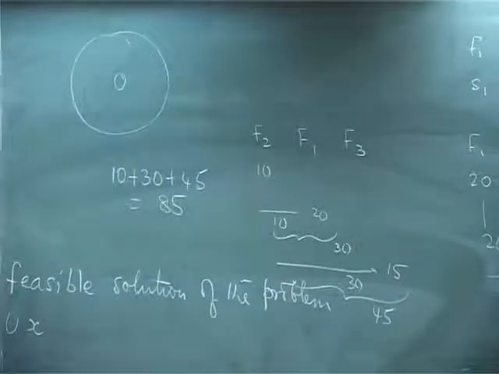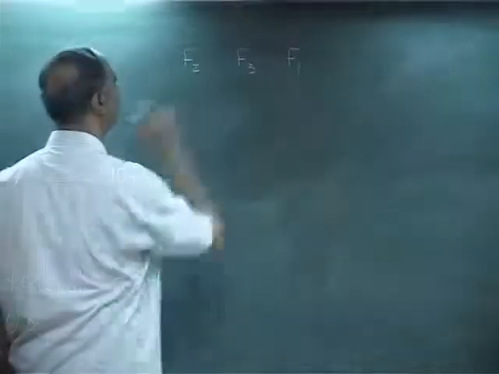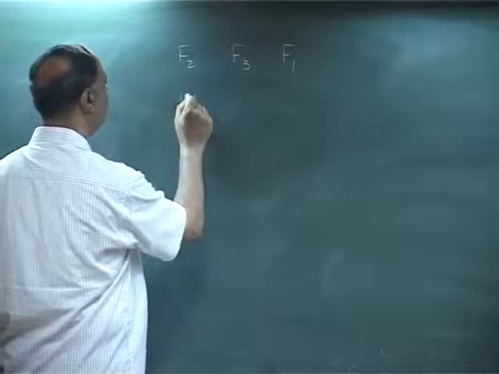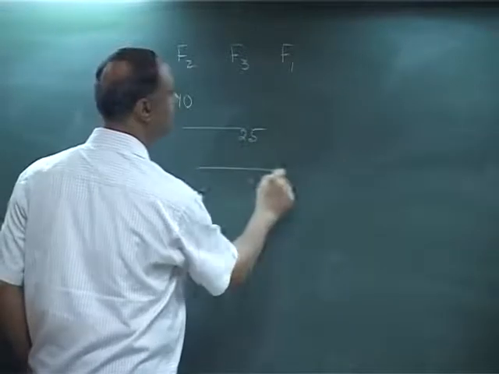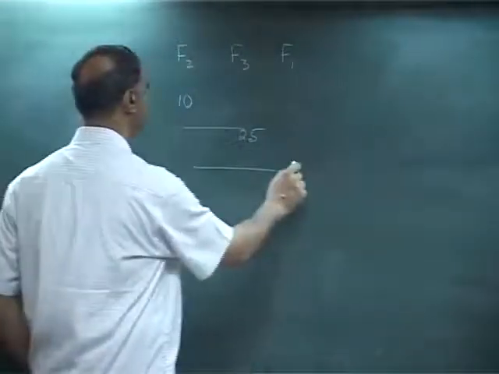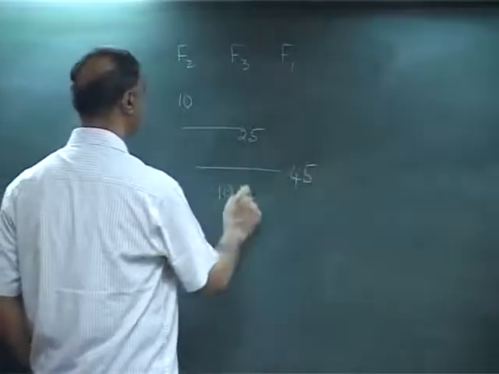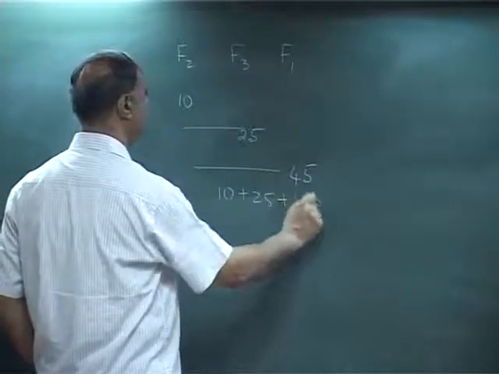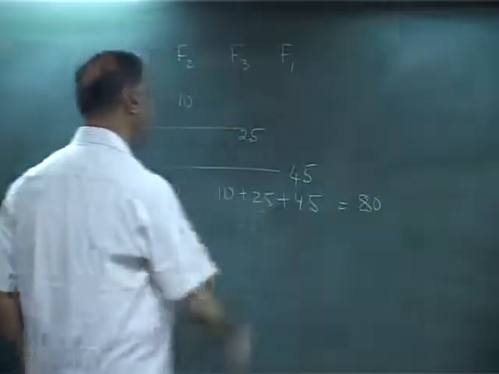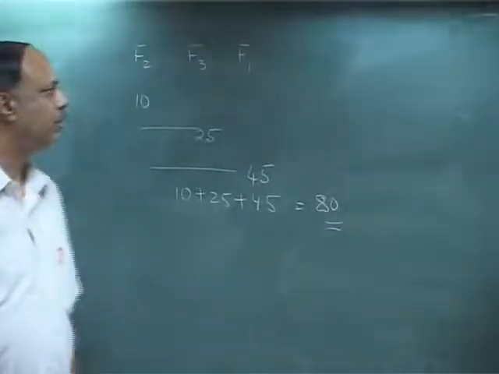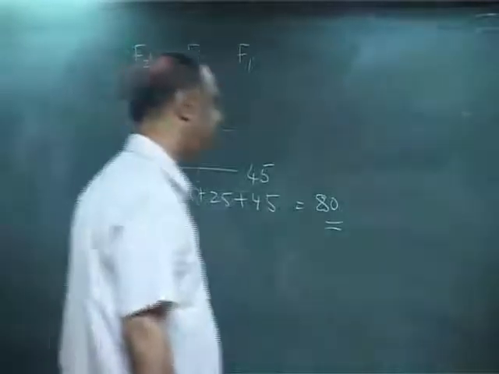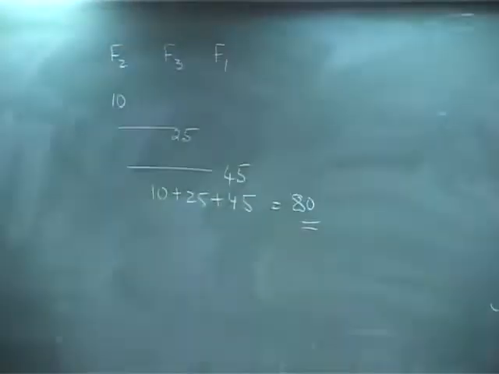Now what happens if I save the files in the order F2, F3 and then F1? First F2, which is 10. Next time it is 10 plus 15, which is 25. And then the next time it is 45. So it becomes 10 plus 25 plus 45, which is 80. Okay, and this is the minimum number of record movements to store all three files on the magnetic tape. So what is the strategy you follow here?